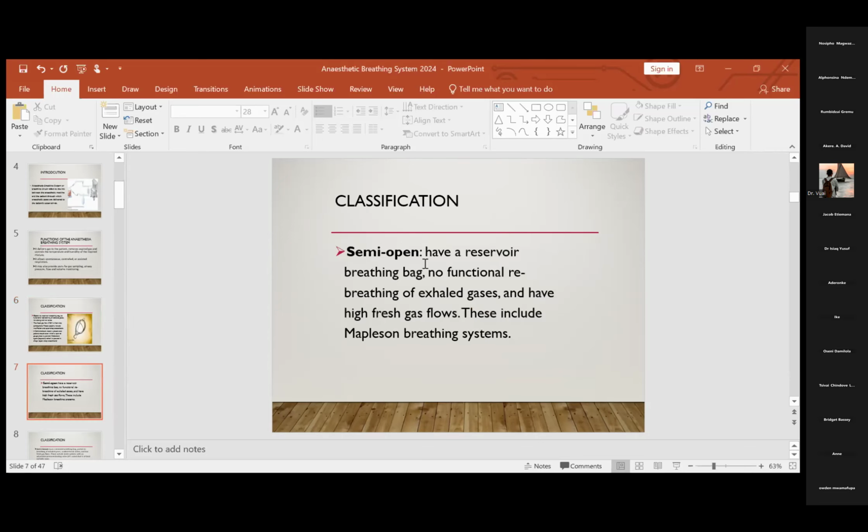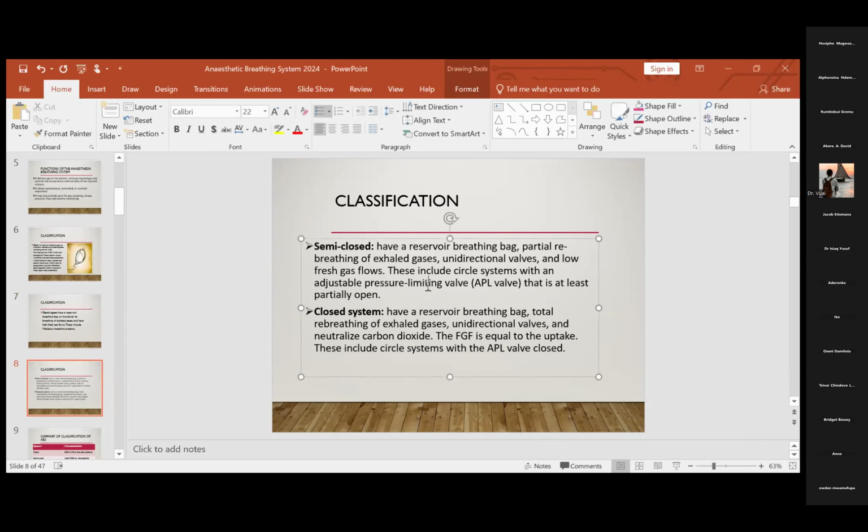Okay, so we have the semi-open. Like I told, we have open, semi-open. The semi-open here has a reservoir bag, no functional rebreathing of expired gases, and it has a very high fresh gas flow. So the Mapleson breathing systems we're going to be looking at as we continue all belong to the semi-open system.